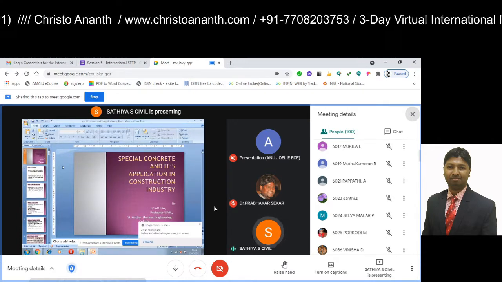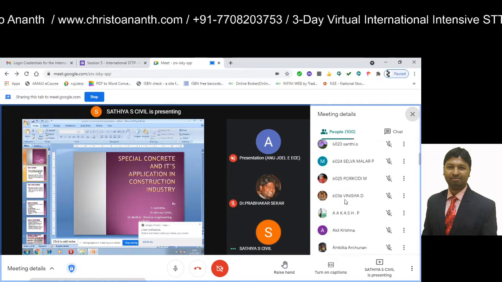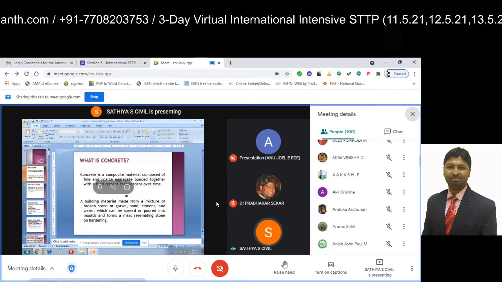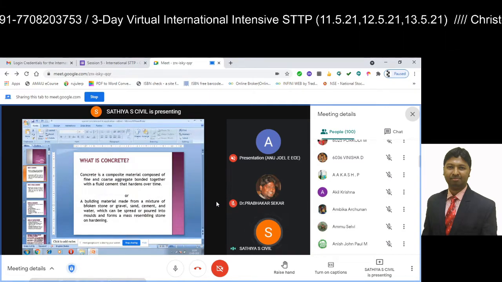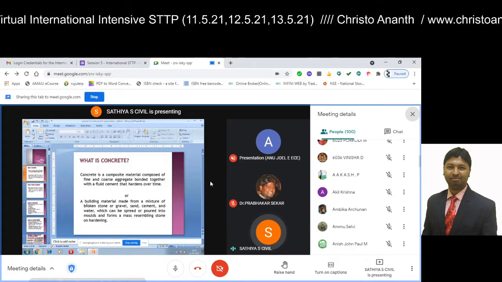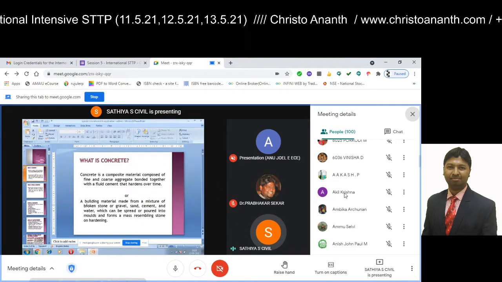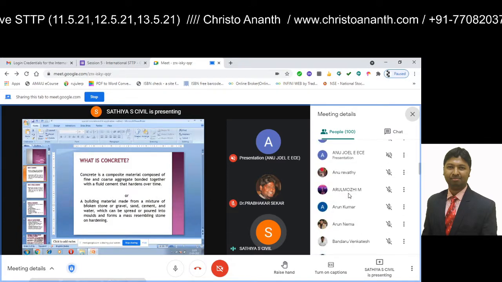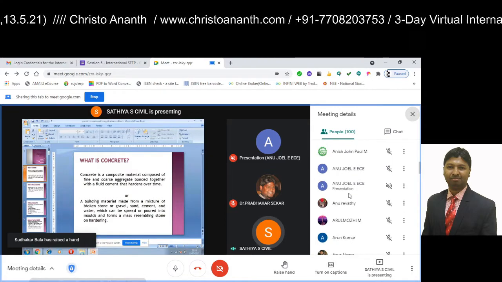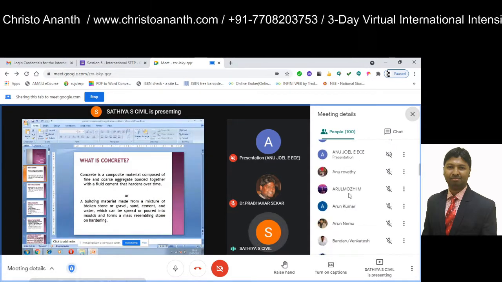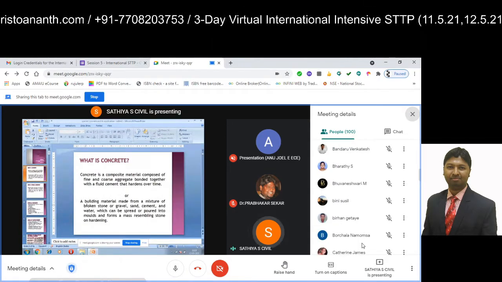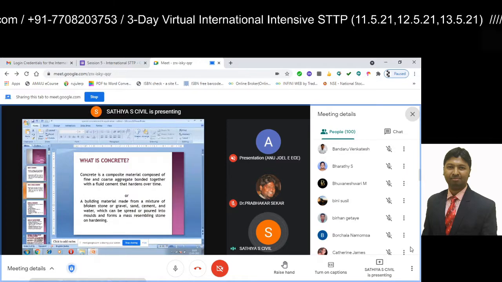Special concrete and its application in construction industry. Before getting into the topic, we need to know what concrete is. Concrete is a composite material. It is composed of fine and coarse aggregate bonded together with a fluid cement that hardens over time. Or it may be defined as a building material made from a mixture of broken stone or gravel, sand, cement, and water, which can be spread or poured into a mold and forms a mass resembling stone on hardening.